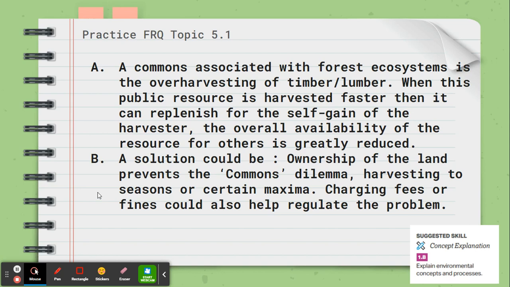Now, a solution to the tragedy of the commons can maybe be changing the ownership of the land, maybe making it more privately owned versus publicly shared. We could maybe limit the harvesting of timber or lumber to maybe a singular season, or maybe capping the number of trees that can be harvested per season. You could establish a fee or maybe a charging fee or fine that could also help to maybe regulate the number of trees cut, and if someone goes past that, they're charged.